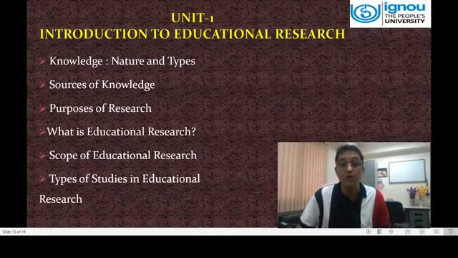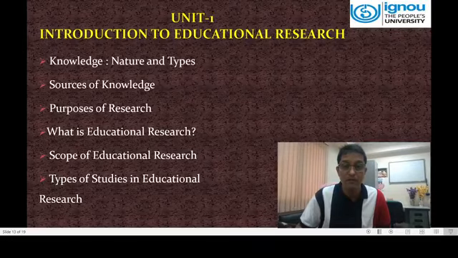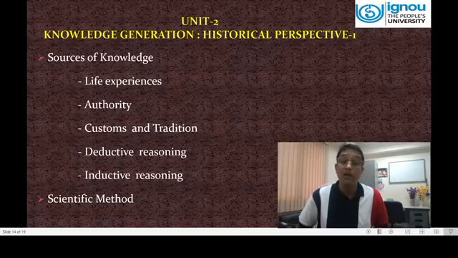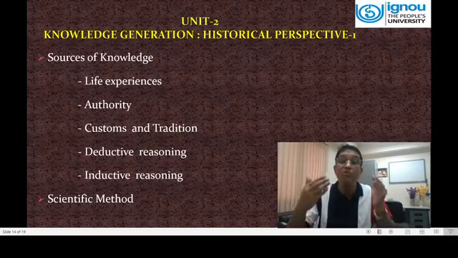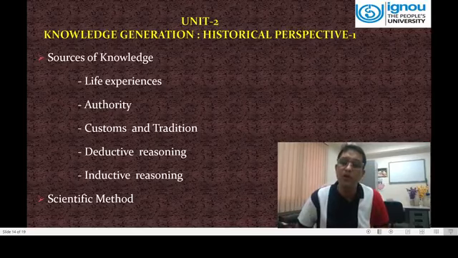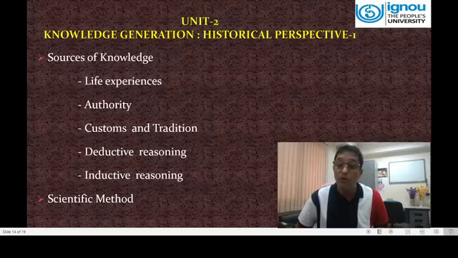Let us go forward to the second unit. Yes, friends, the title of the second unit is Knowledge Generation: Historical Perspective 1. In this unit we have discussed how knowledge is generated, how we acquire knowledge, and what different sources we follow. Historical means what we practice in our community, in our society, in our family. So here you see the sources of knowledge, the different sources that we follow for acquiring knowledge.